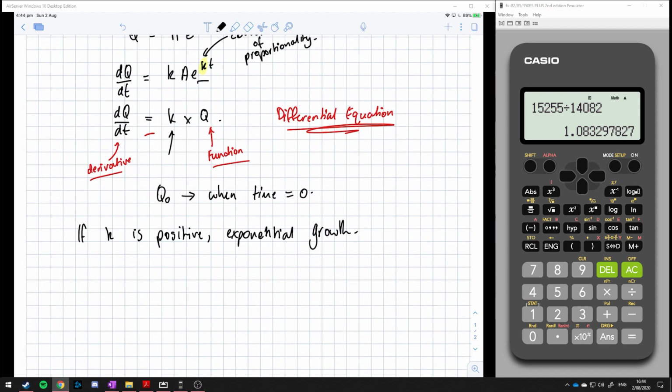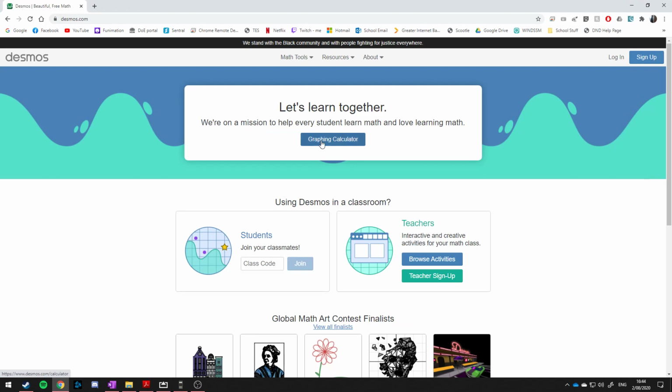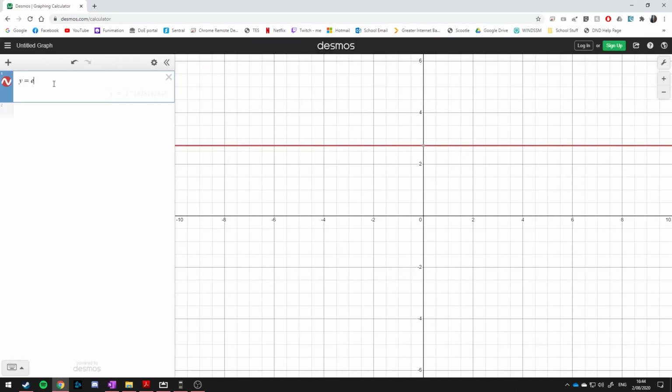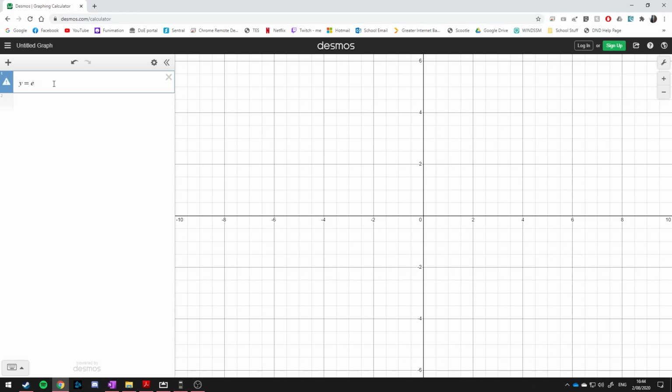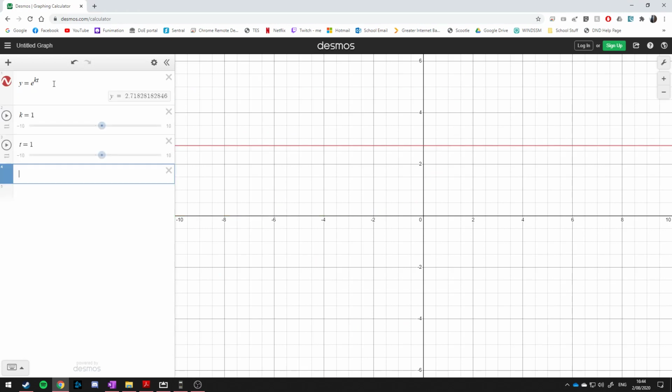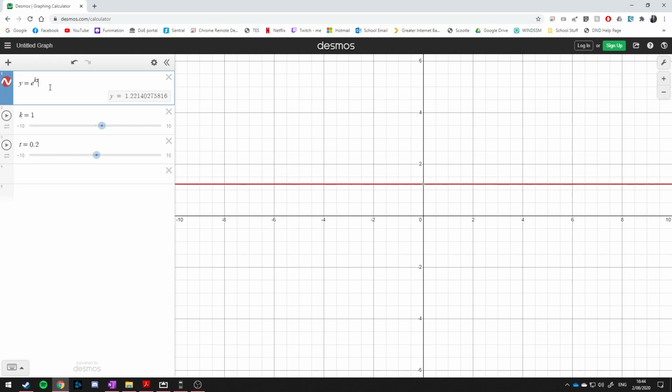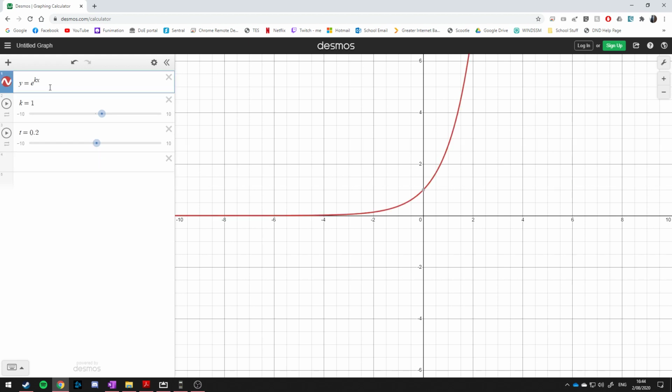So what we're going to do is have a quick look at Desmos and see what those functions actually look like. So here we go. We've got y is equal to e to the kt, where time is equal to t. For Desmos we have to make t be equal to x, so we get our exponential equation like that.